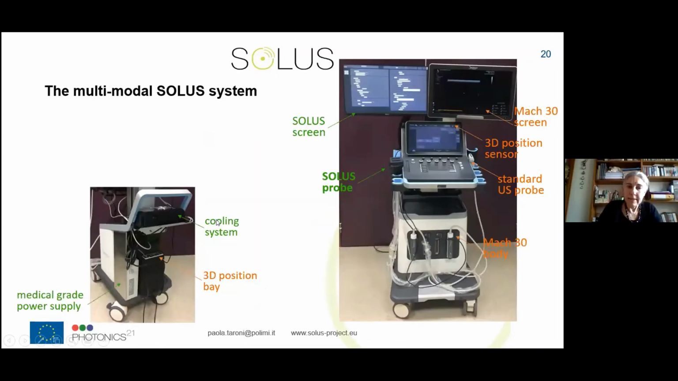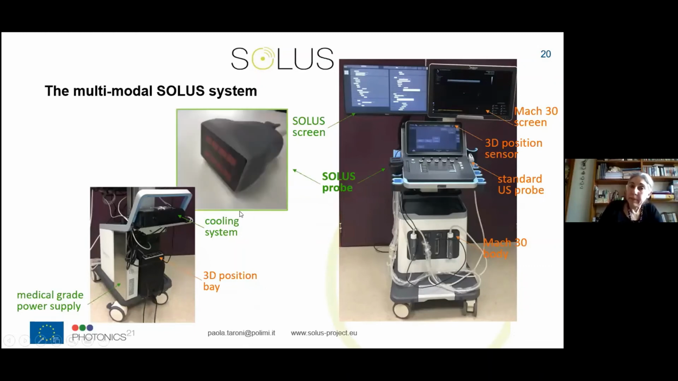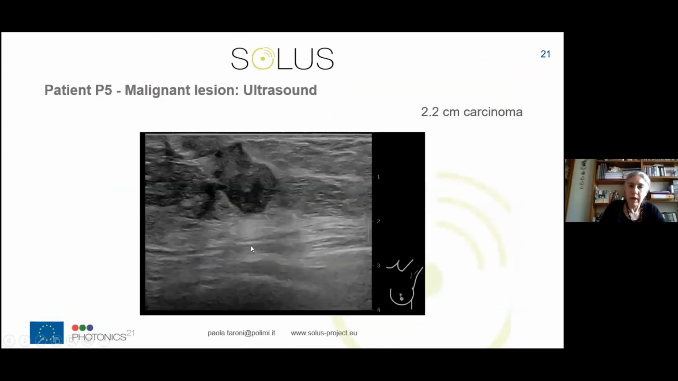Now the system has been completed. We started from an ultrasound imaging system and we have the capability to perform the multimodal measurement with the handheld probe that we developed. Now the system is in the clinic. We have collected the initial data on a few initial patients, just to give you an idea.